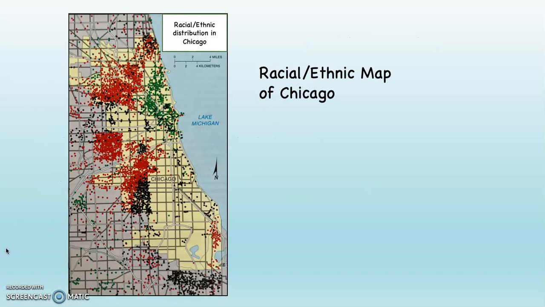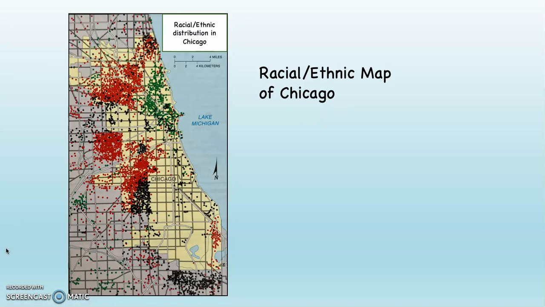Take a look at this map of Chicago. The black dots are African American dominated areas, the red dots are Hispanic dominated areas, and the green dots are white dominated areas. Although there is some mixing, it's clear there are concentrations.